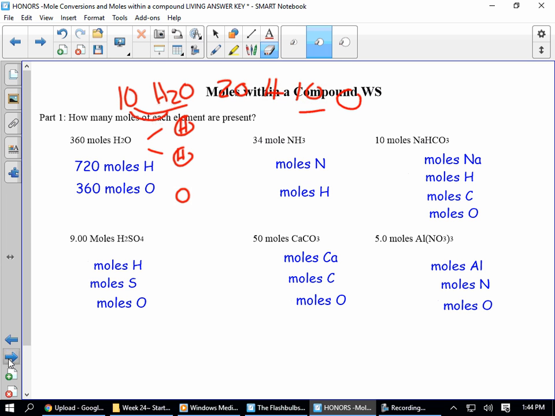Okay, pause at any point in time, and then you can just watch me go here. 34, 1 nitrogen, so 34, 3 hydrogens every time times 34 gets me 102. If I have 10 moles of sodium bicarbonate, every time I pull it apart, I get 1 sodium, so 10 of those, 1 hydrogen, so 10 of those, 1 carbon, so 10 moles of those, but then I get 3 oxygens every time, so it's going to be 30.